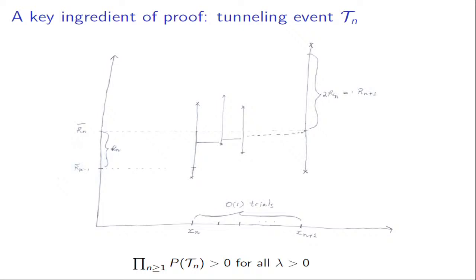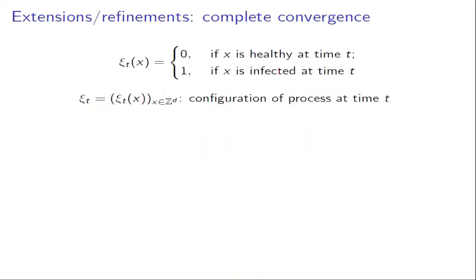Okay. So these are our results for the survival with positive probability for every lambda. So let us look more closely at another question here related to the first one, in the same condition, so heavy tail and regular. So let's look at this so-called complete convergence.